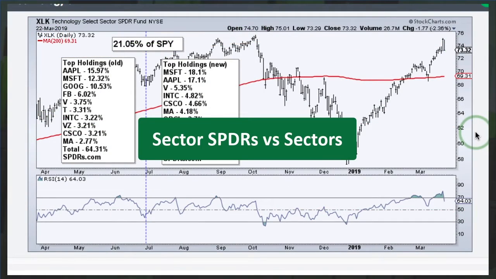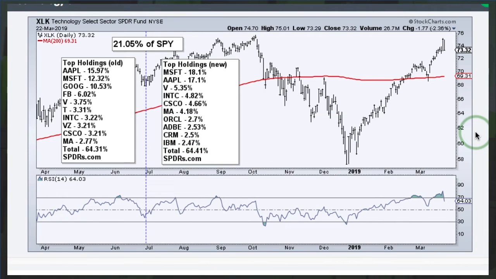Now we're going to turn to the sector SPDRs and look at some sector breadth indicators. But before I do that, I want to just review the sectors so we fully understand why I'm looking at the breadth indicators for a broad market assessment.